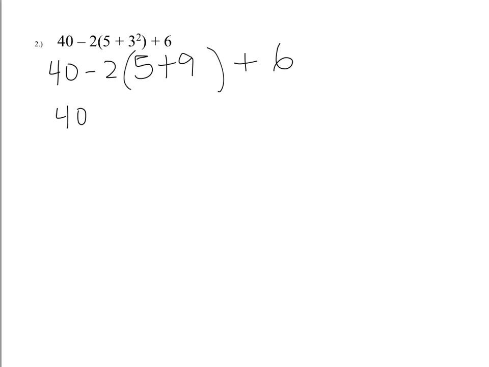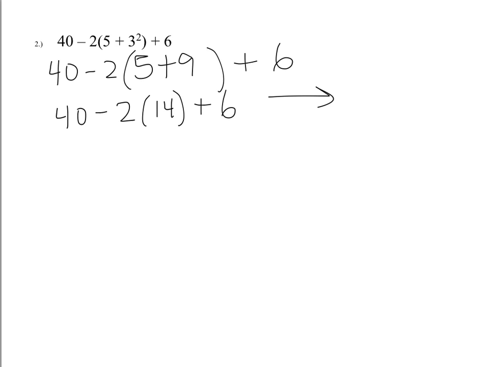So inside the parentheses, we are going to do 3 squared. Now I'm going to go ahead and rewrite 40 minus 2. Leave my parentheses because I've got multiple things going on in the parentheses. You have 5 plus 9, then plus 6. Now inside those parentheses, we have 5 plus 9, and 5 plus 9 is 14. So now I have 40 minus 2 times 14 plus 6.